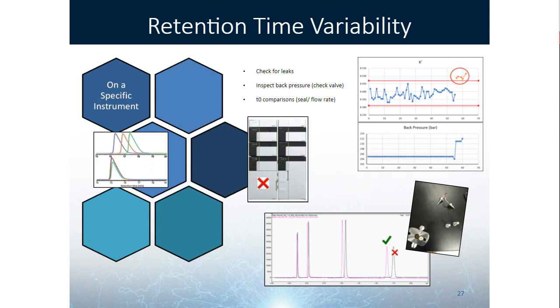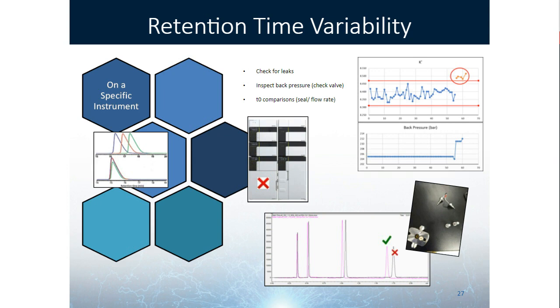This could be a worn down seal. You can see at the bottom right of the screen, just by swapping out the seal, we get the retention times we're looking for. But here I want to tell you the importance of running a standard column on a regular basis as well.